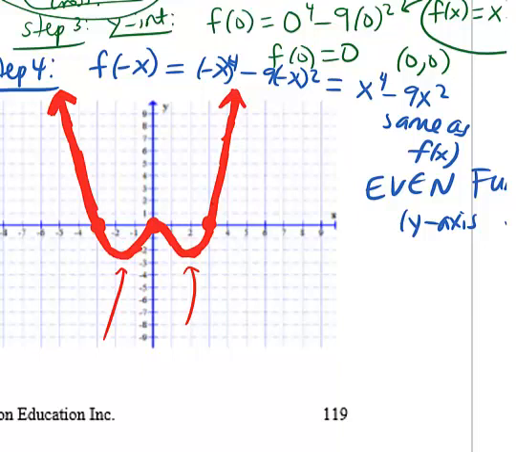Oh man. So we'll do more of those in coming sections. That was a lot to take in, a lot to memorize. But graphs of polynomials are very complicated.